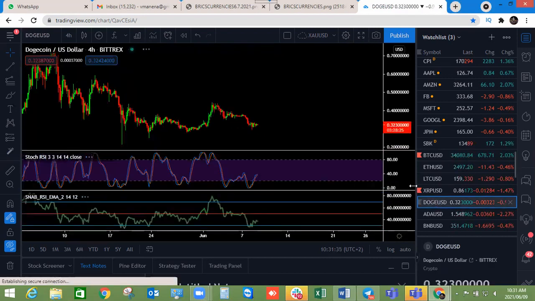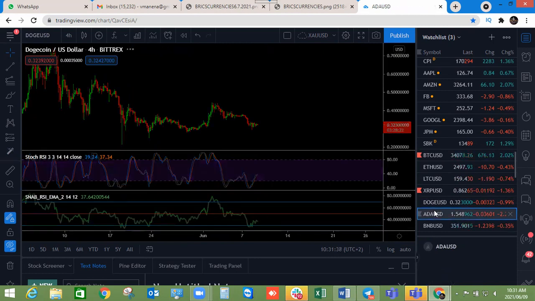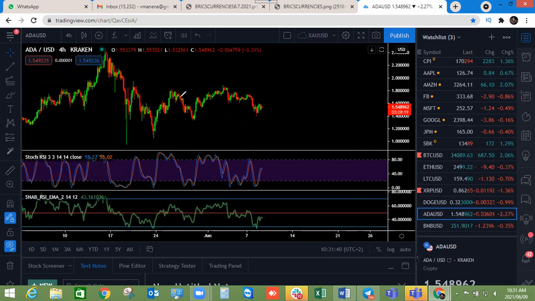Doge, nothing new there, not much of a move. ADA, not much of a move either, just a flat there and a move up in 3, a move down in 3. We'll expect another move up in 3.